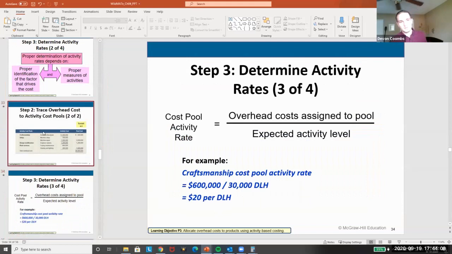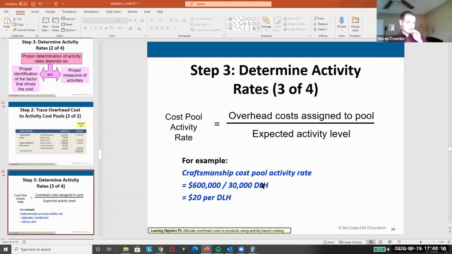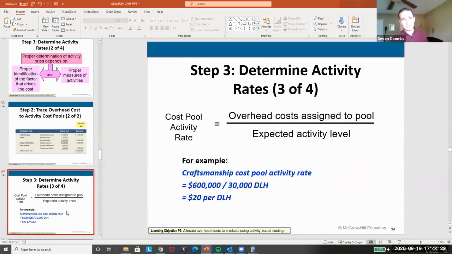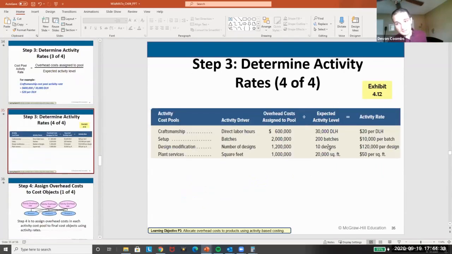Here's the costs. You'll be given expected activity. In real life, you'll need to determine, okay, how many hours do we expect the craftsman to work? But that'll be given to you for your homework, or especially managerial accounting. Cost accounting, they might have you use a little more judgment. But determine activity rates, overhead costs assigned to pool, and expected activity level. And so this expected activity level will be given to you, and then you determine the activity.